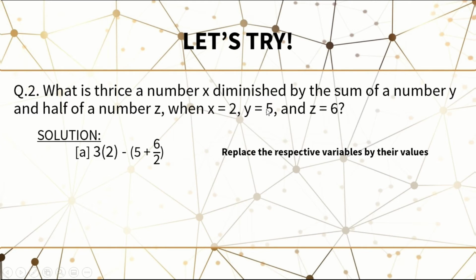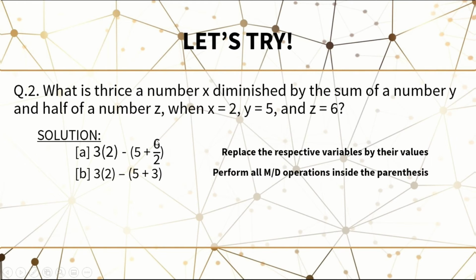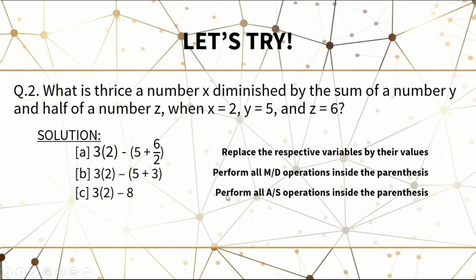Now, dito, perform muna natin yung mga operations sa parentheses. At sa loob ng parentheses, susundan mo pa rin yung MD at AS. So, ang una mong gagawin is i-perform muna yung 6 over 2 kasi yun ay division. Kaya meron tayong 3 times 2 minus the quantity 5 plus 3. And again, perform na natin yung addition subtraction sa loob ng parentheses. We have 3 times 2 minus 8.